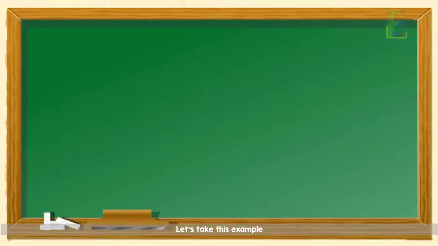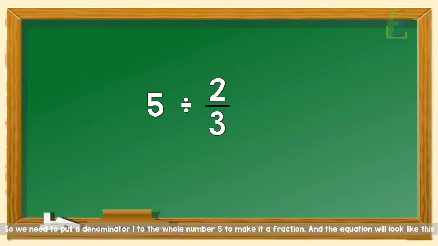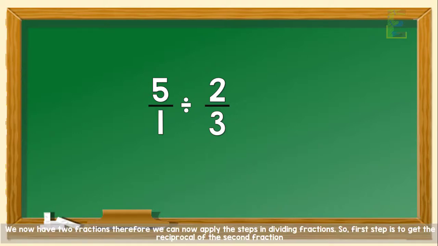Let's take this example. 5 divided by 2 over 3. So we need to put a denominator 1 to the whole number 5 to make it a fraction. And now the equation will look like this. 5 divided by 2 over 3 equals 5 over 1 divided by 2 over 3. We now have two fractions. Therefore, we can now apply the steps in dividing fractions.